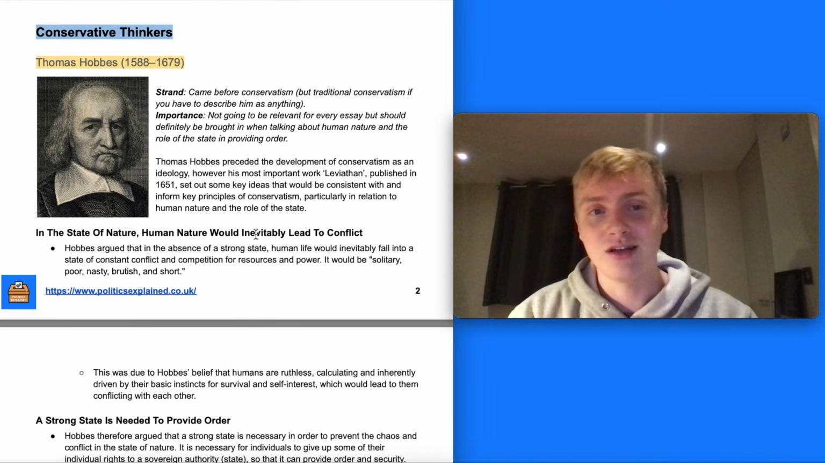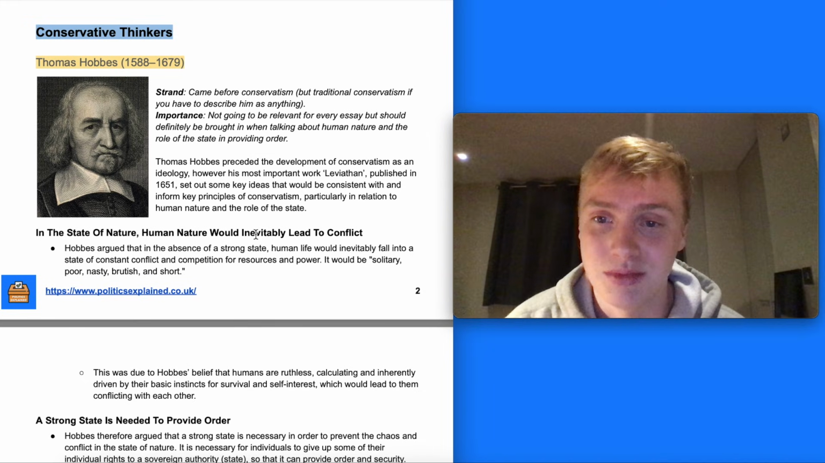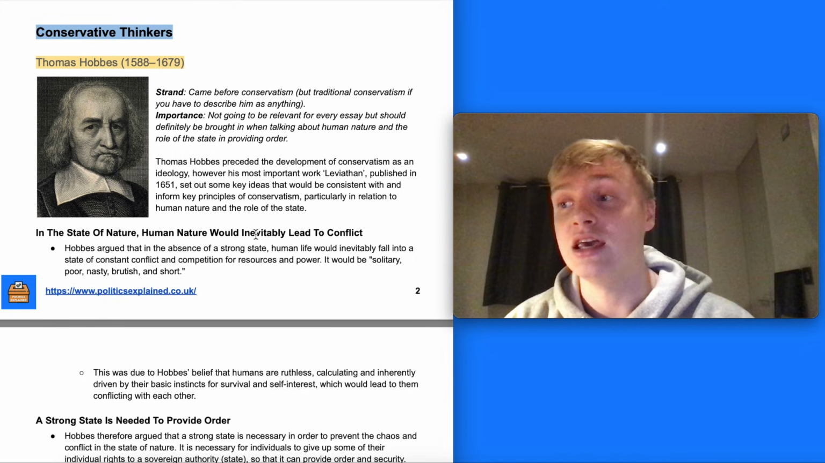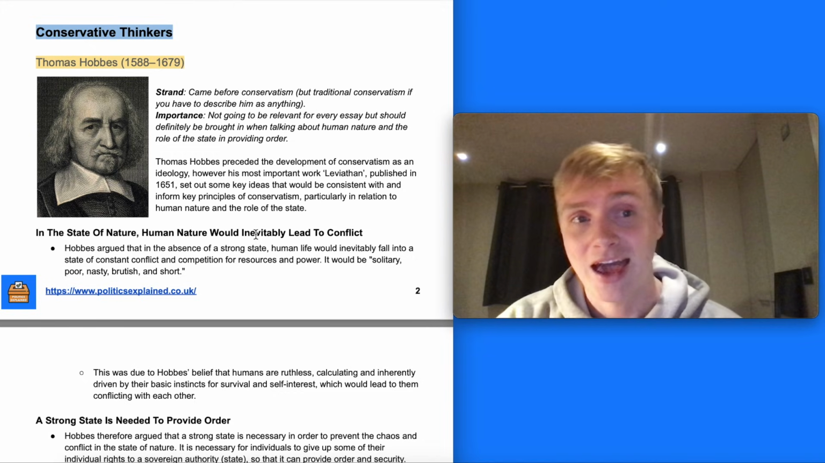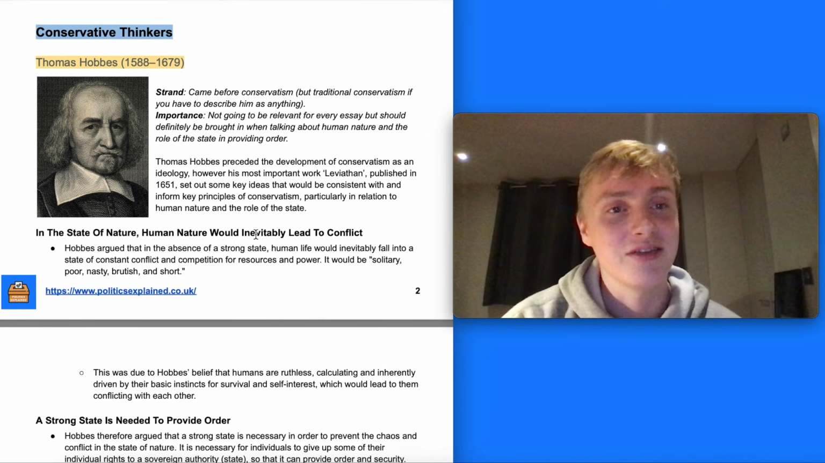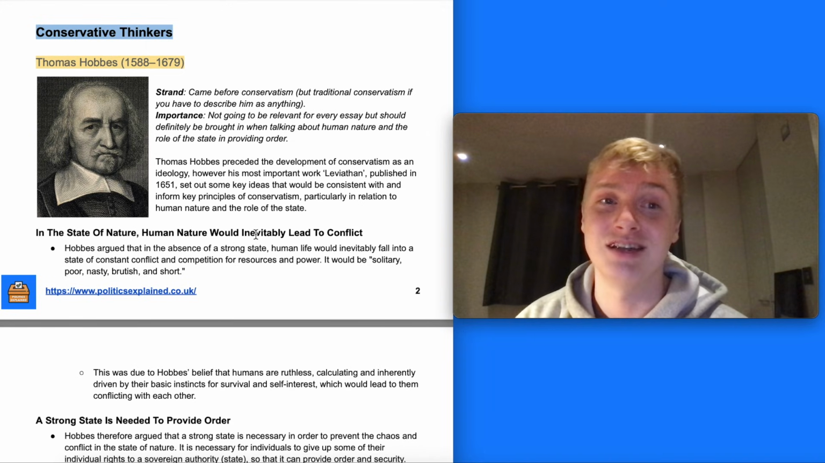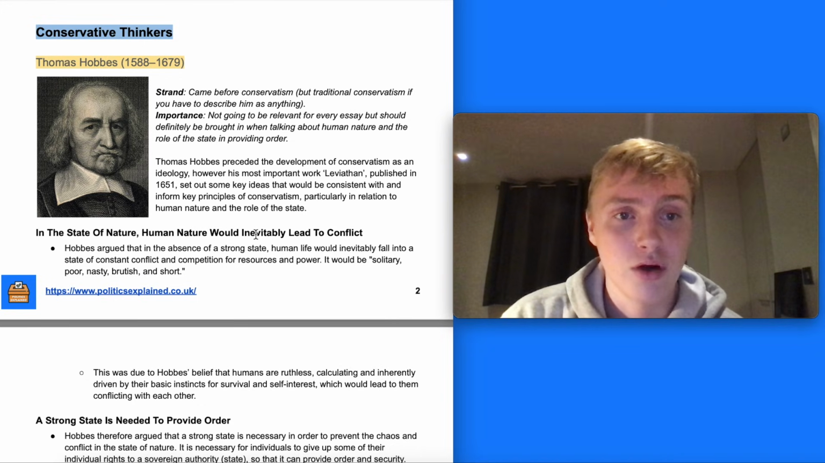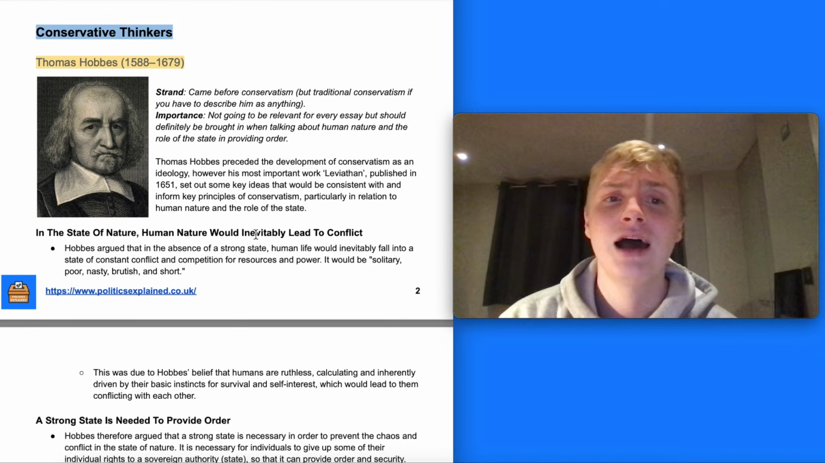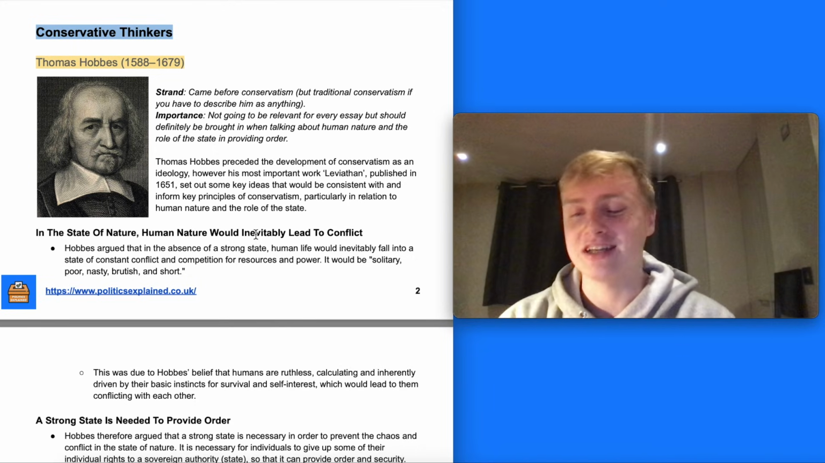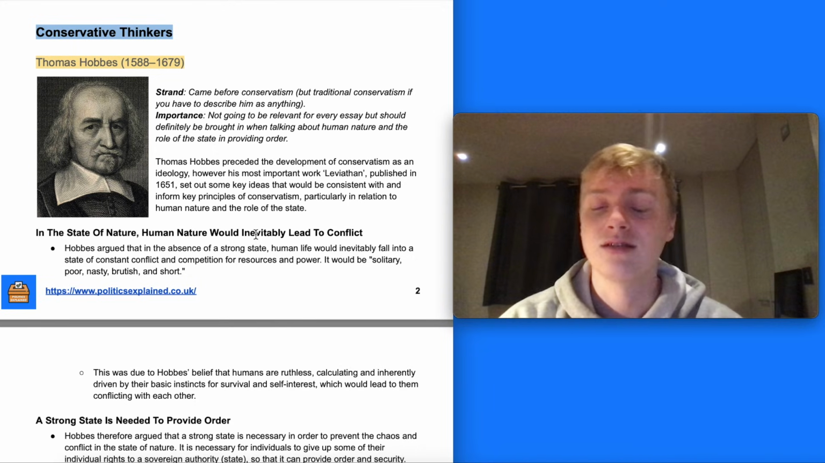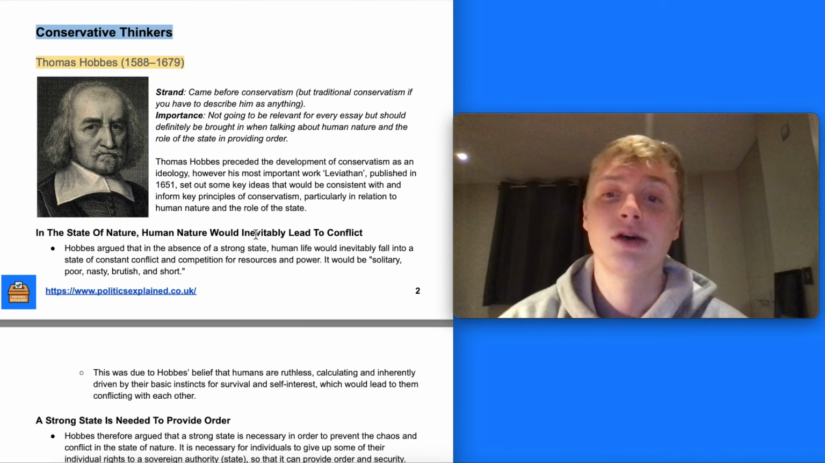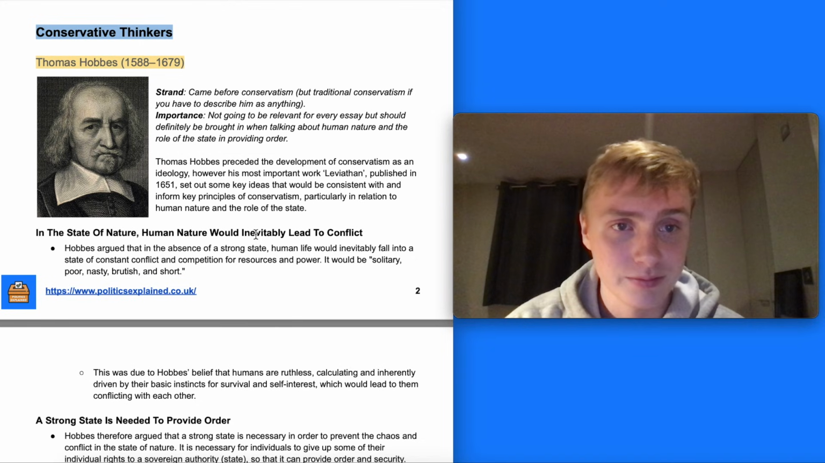As I explained, in terms of a strand, he came before conservatism, as conservatism really started with Burke in response to the French Revolution, which came about 100 to 150 years after Hobbes was writing. But if you have to describe him as anything, and you don't feel confident explaining that, and I think sometimes it's better when it's asking for a combination between comparing strands, you can describe him as a traditional conservative.